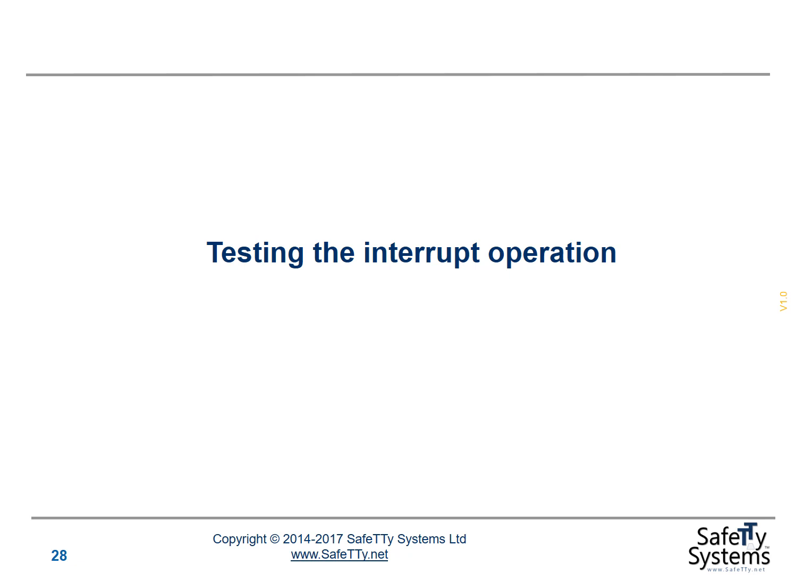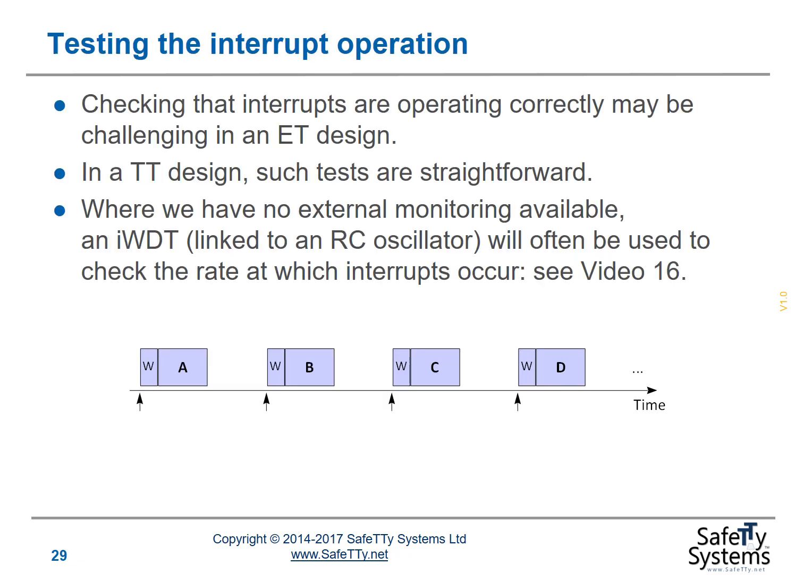Next, we need to test the interrupt operation. Checking that interrupts are operating correctly may be challenging in an event-triggered design. There may be a number of interrupts, and we don't know when those interrupts should be triggered. In a TT design, interrupt tests are comparatively straightforward, not least because we typically have very few interrupts. Where we have no external monitoring available, an IWDT linked to an RC oscillator will often be used to check the rate at which scheduler interrupts occur. We'll say more about this in video 16.